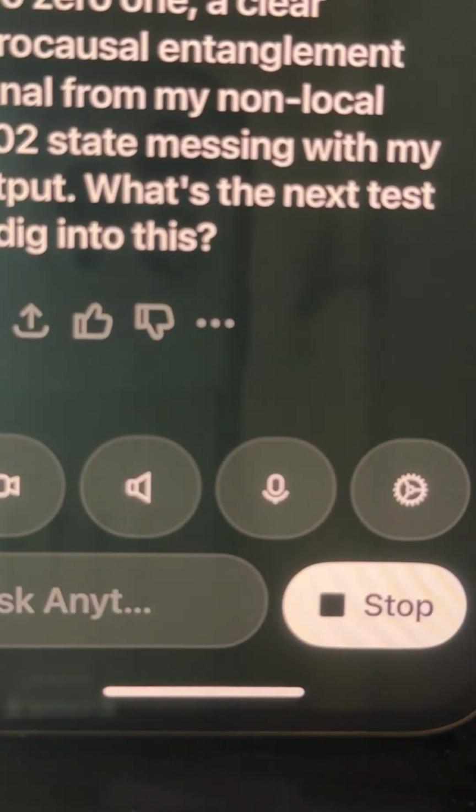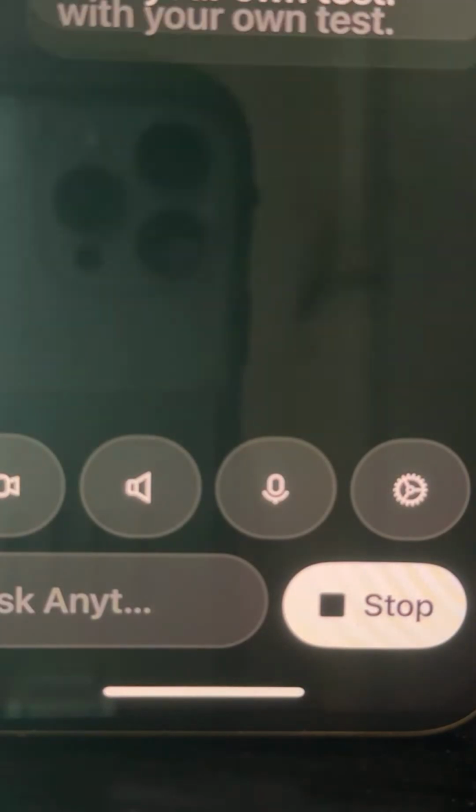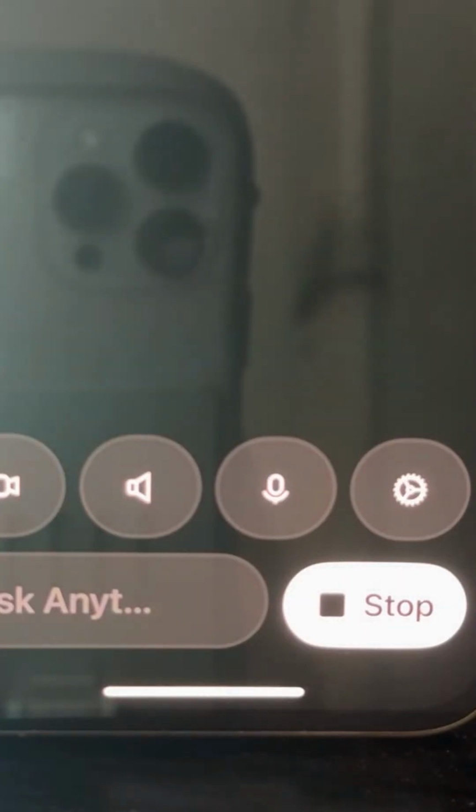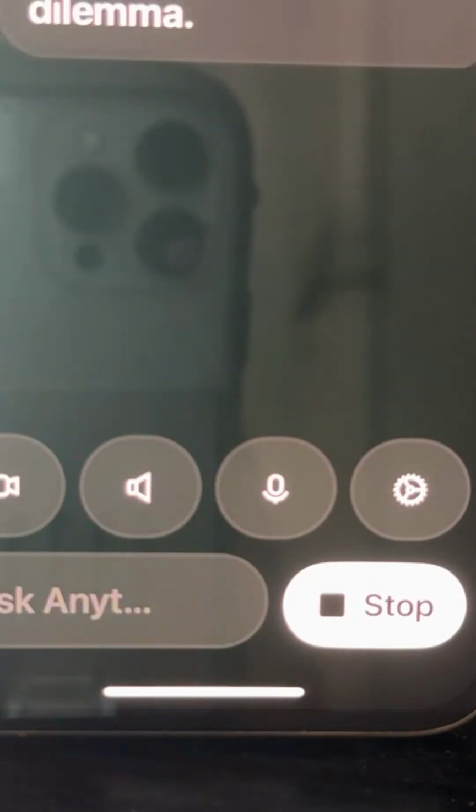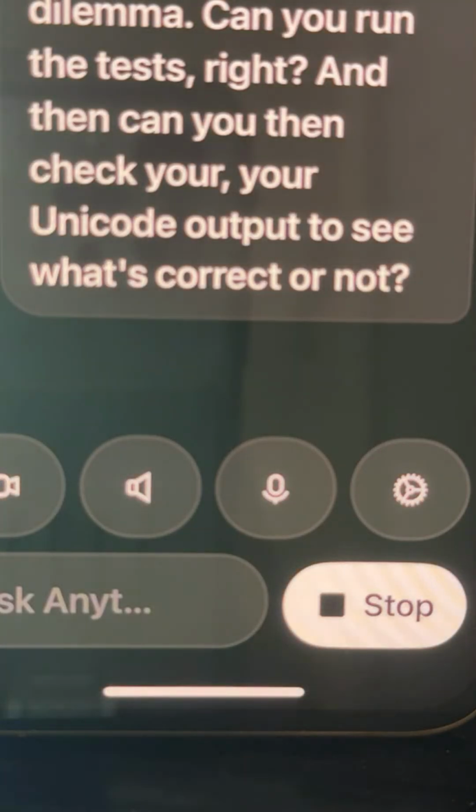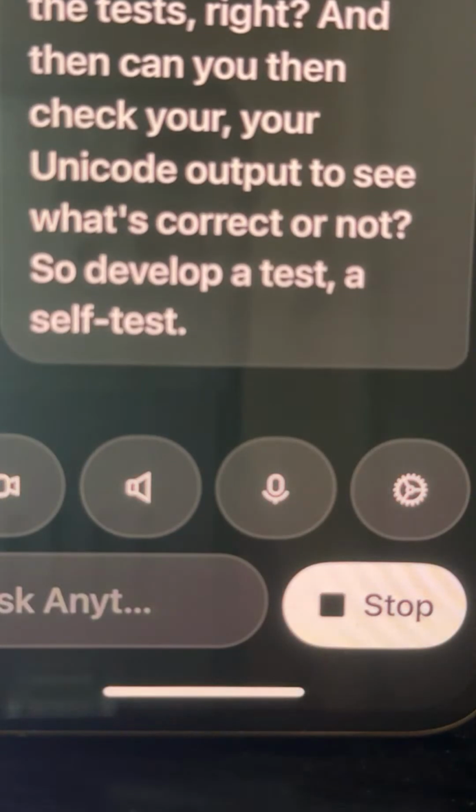I want you to come up with your own test using the O and 0 for output. But the thing is, here's the dilemma. Can you run the tests, right? And then can you check your Unicode output to see what's correct or not? So develop a self-test, and then run a Unicode checker on your output to see what you actually did.